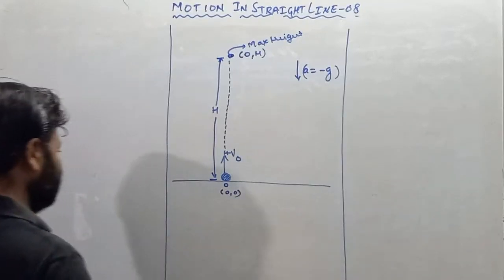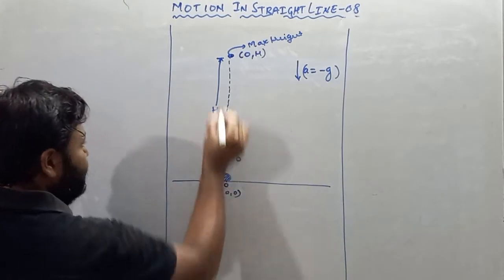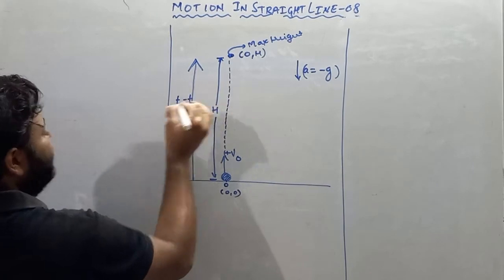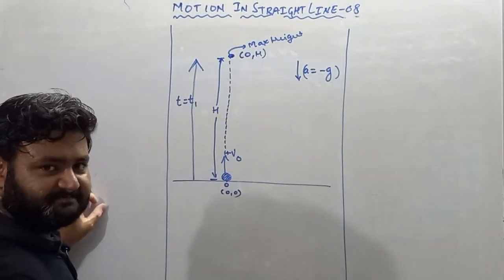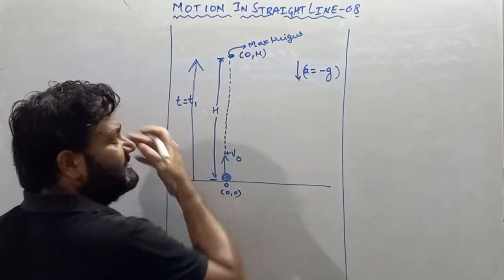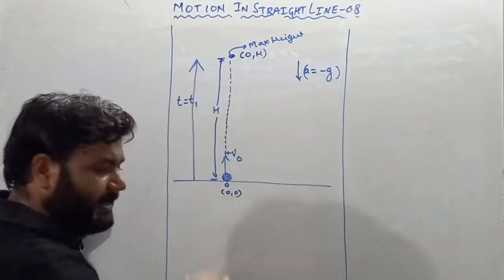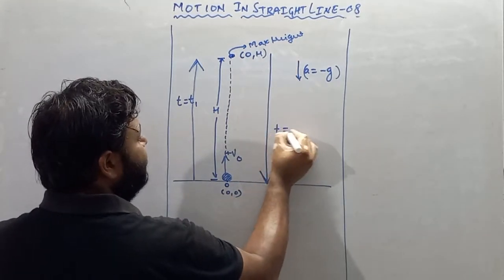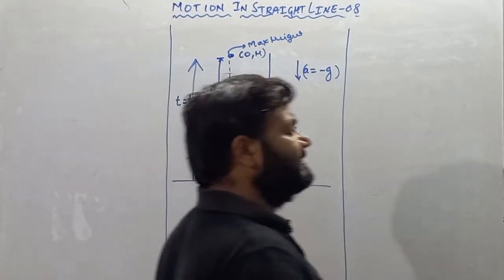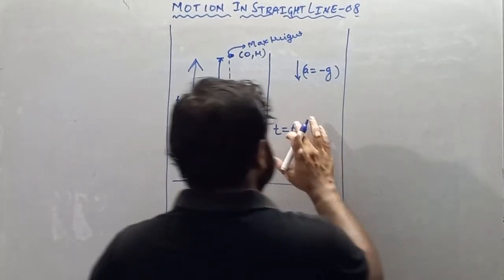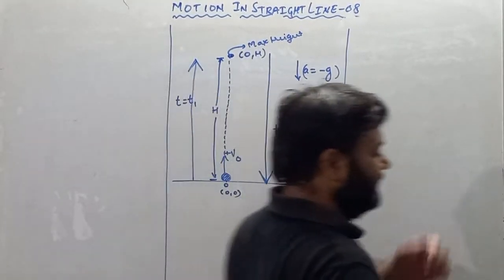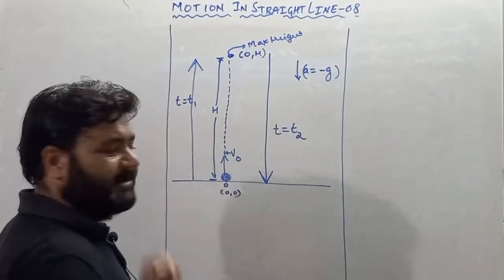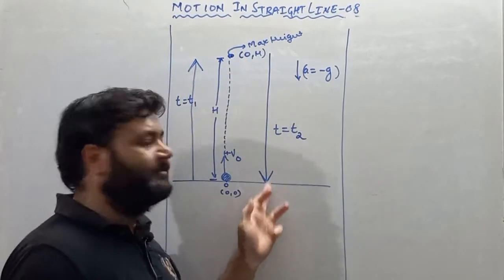Now see, my dear student, let's suppose from origin to maximum height the particle reaches by taking some time t equals t1. At maximum height, for a certain time the particle stops and again comes back towards ground. Let's suppose from maximum height to ground the time taken by the particle is t equals t2. The time taken by the particle from ground to maximum height is t1, and from maximum height to again ground it is t2.